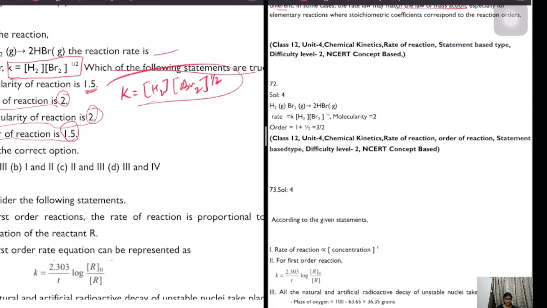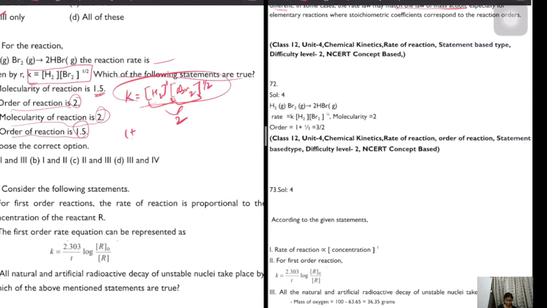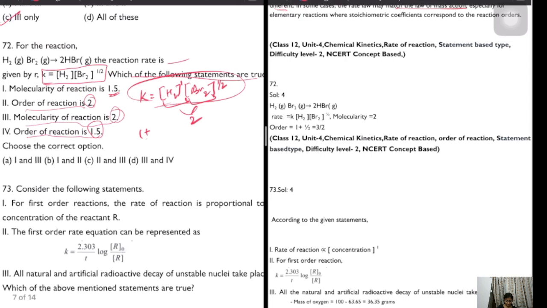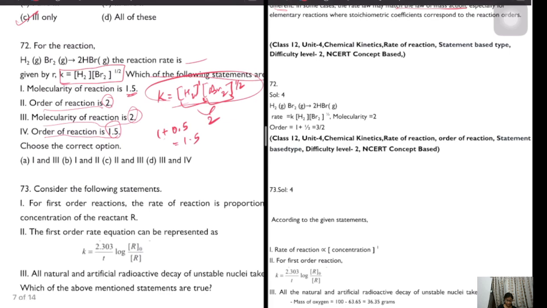Supposing it is an elementary reaction, what will be the molecularity? The number of reactants taking part in the reaction, which is 2. And for order, what we will do? We'll consider 1 plus 0.5. 1 by 2 is 0.5, so it will be 1.5. So the correct answer is 3 and 4. That is option D.